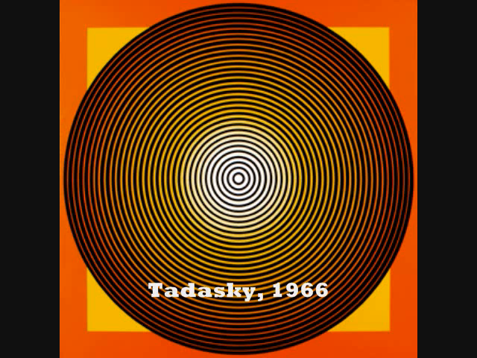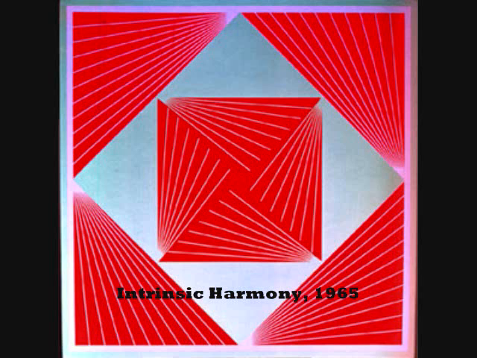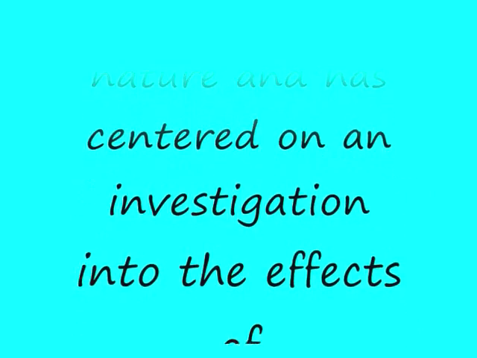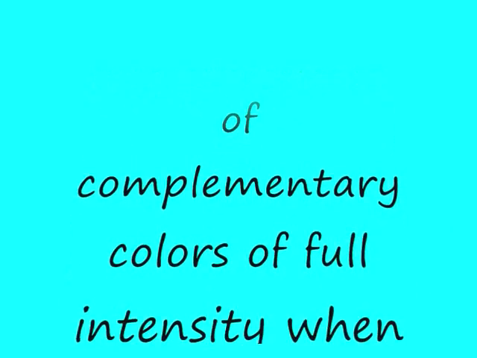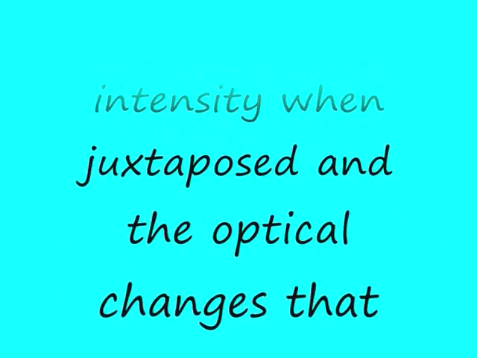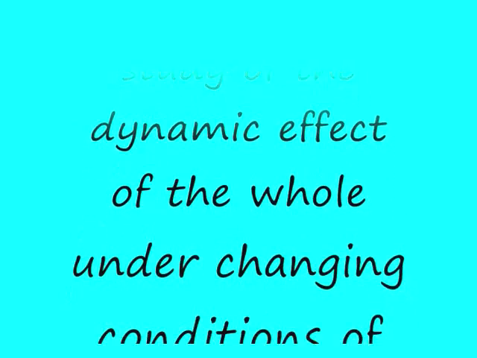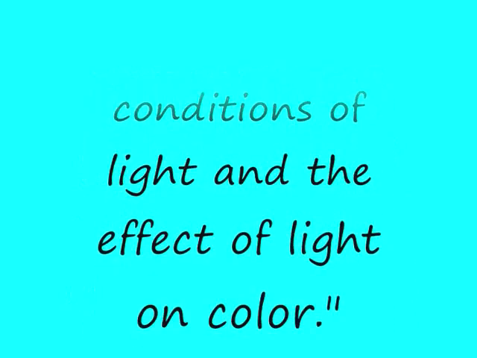Richard Anuszkiewicz was a leader of the op art movement. He used many common shapes in his art, but he added color to make them more interesting. His paintings were bright and intense. He said, "My work is of an experimental nature and has centered on an investigation into the effects of complementary colors of full intensity when juxtaposed and the optical changes that occur as a result, and a study of the dynamic effect of the whole under changing conditions of light and the effect of light on color."